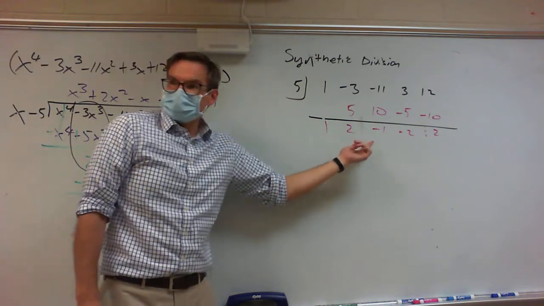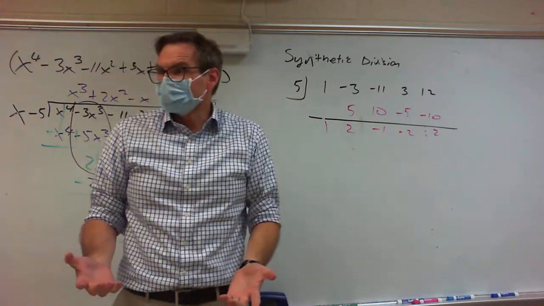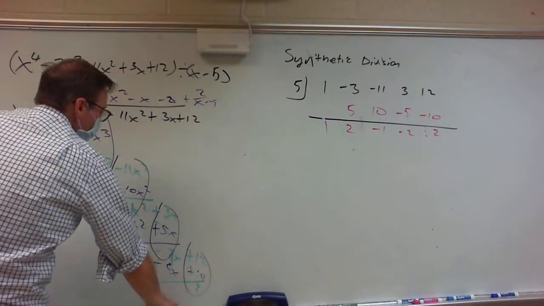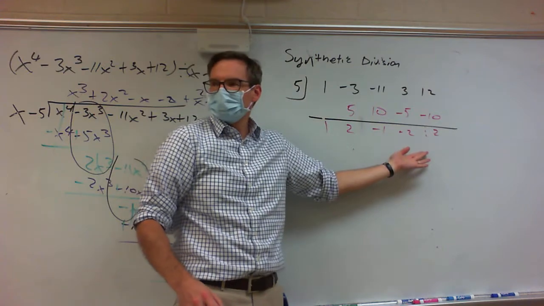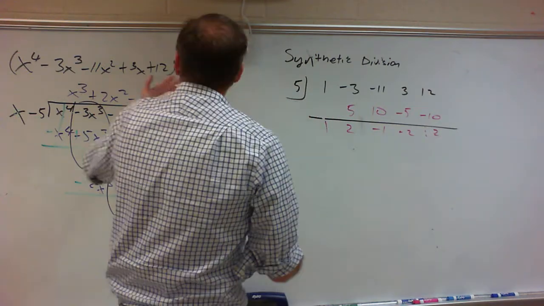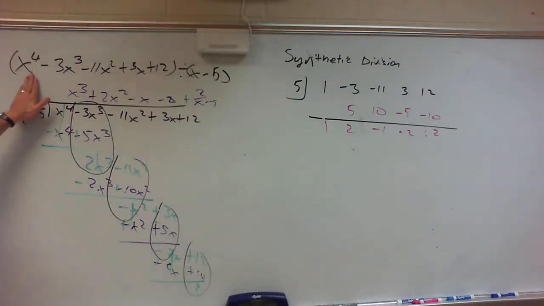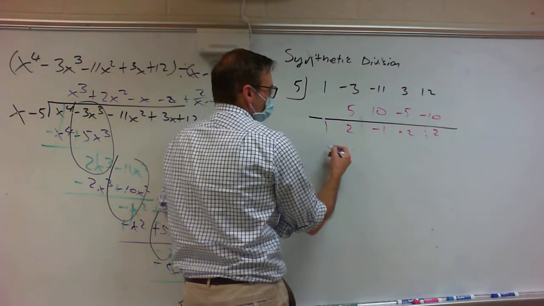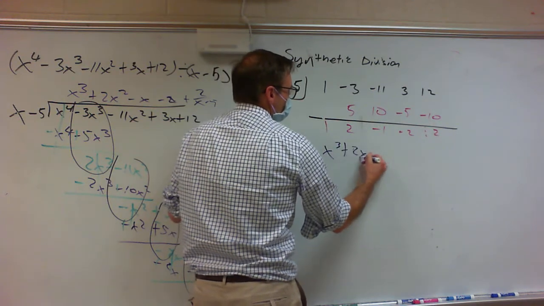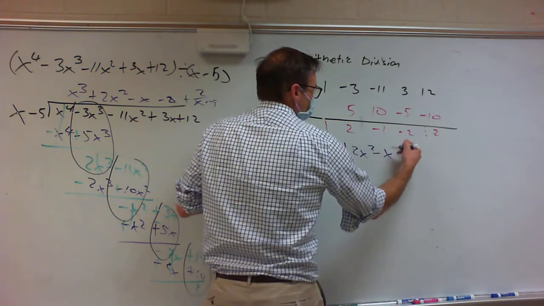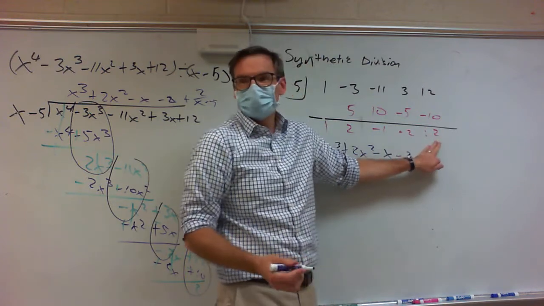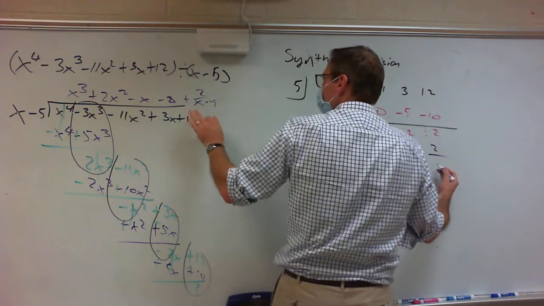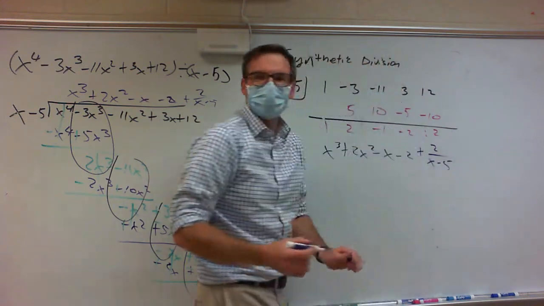Now, this obviously is not your answer, because your answer should involve some x's, shouldn't it? We can't just have numbers. We have to have x's. So in synthetic division, this gives us the coefficients. Since we started with a degree 4, after you do synthetic division you end with a degree 3. So to write my final answer, I'm going to write x cubed plus 2x squared minus x minus 2. Guess what the 2 is? The remainder. So I'll have to put plus 2 over x minus 5. That's right.